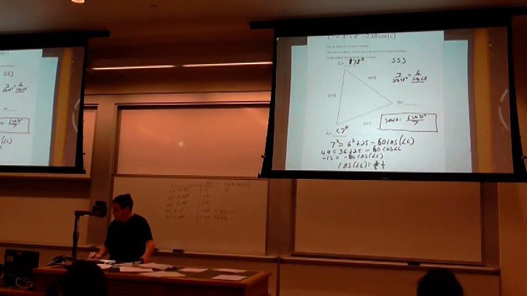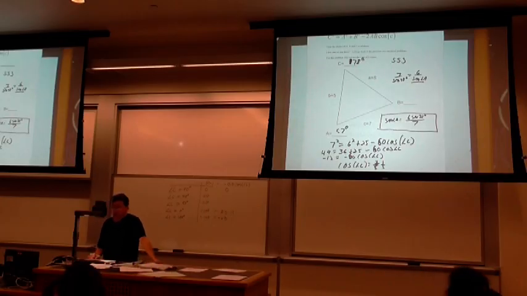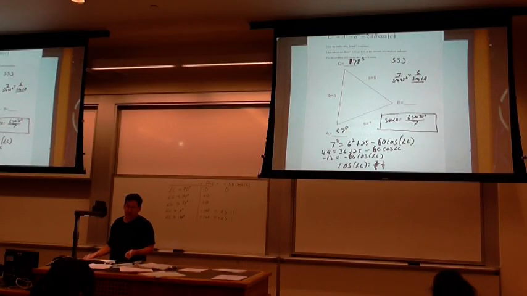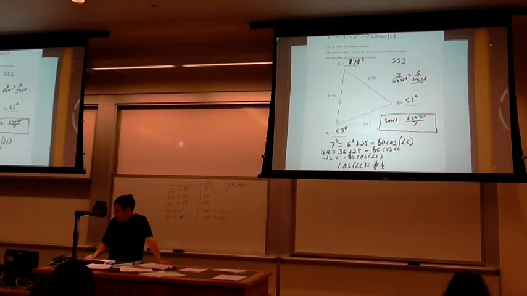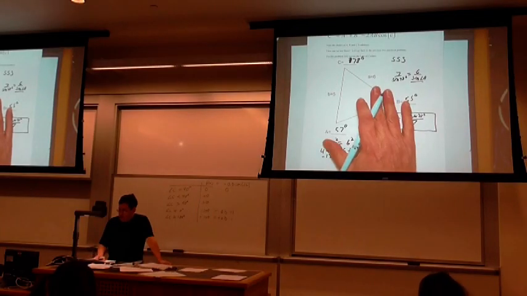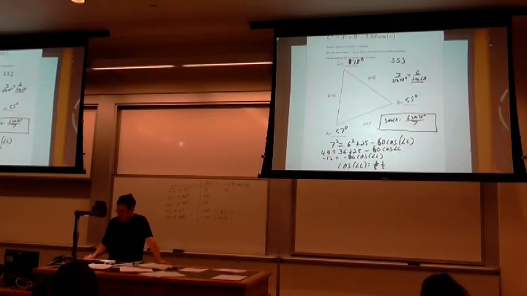Okay, so now, as I said, there's 3 ways to figure out the last angle. We could use the law of cosines again. Seems a lot of work. We could use the law of sines again. Or we can just use the fact that the sum of the angles in a triangle is 180. That gives us 55. So this is one application of the law of cosines to solve SSS.